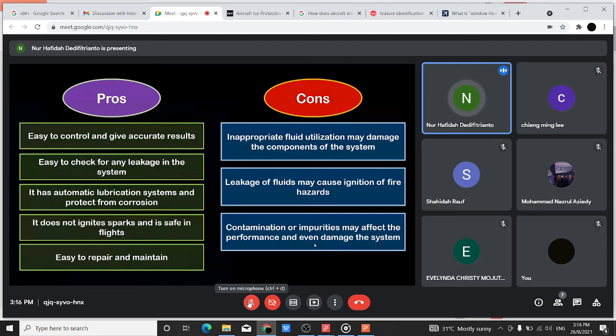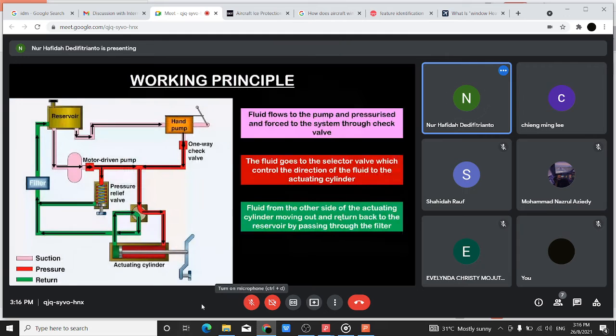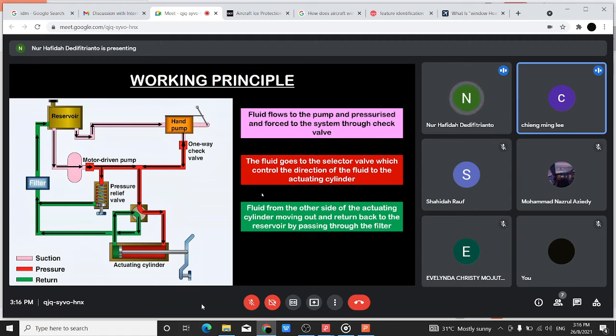Okay, so what are the pros and cons? Before that, where is the pressure filter? Which one, sir? The filter, the pressure line filter. Where's the location? Supposedly it's here, and after this one is the filter. After the actuating cylinder, when the fluid is going, there is a return filter. I want the pressure filter. Yeah, it isn't included in the picture. I'm sorry, sir. I didn't check it.